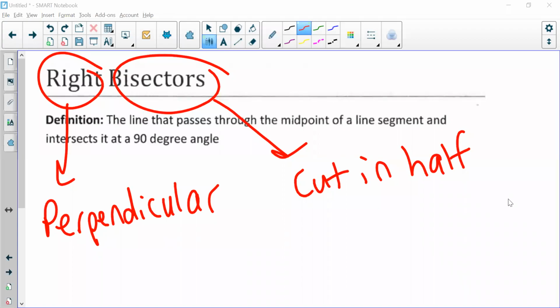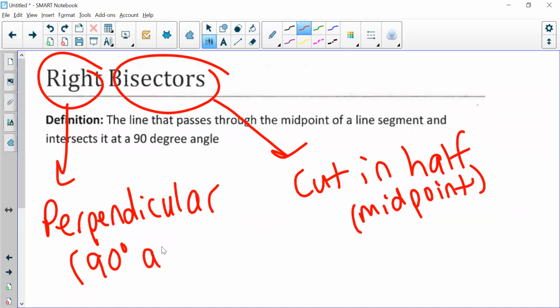So without even having that definition written down, a line that passes through the midpoint, so cuts it in half, and intersects at a 90-degree angle. That is perpendicular.